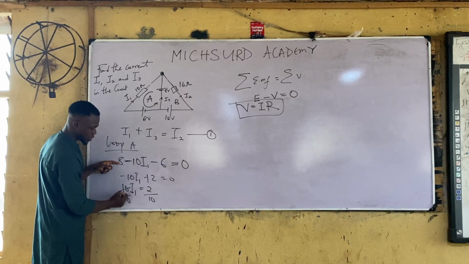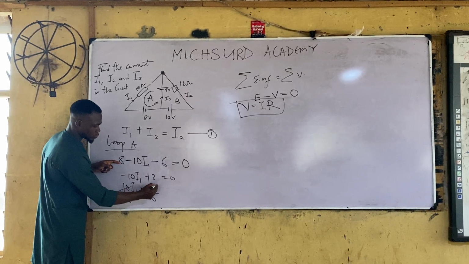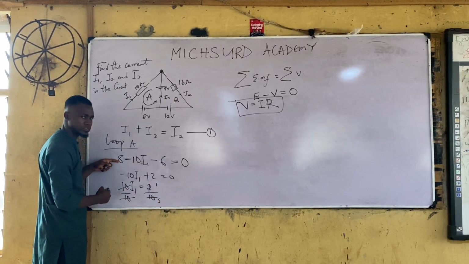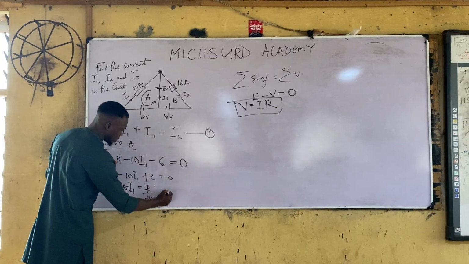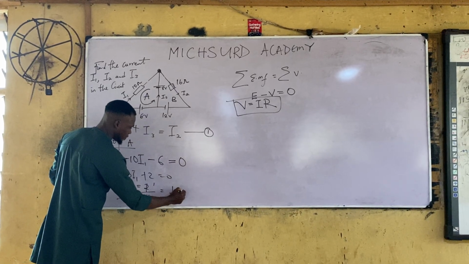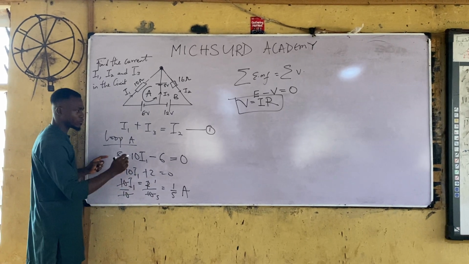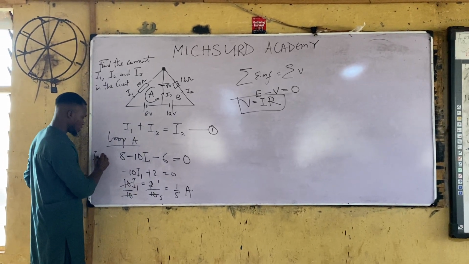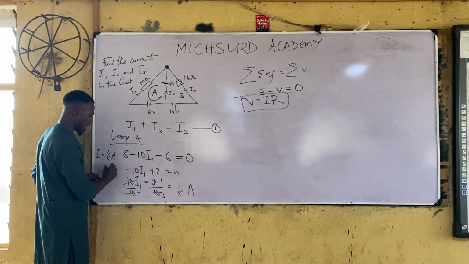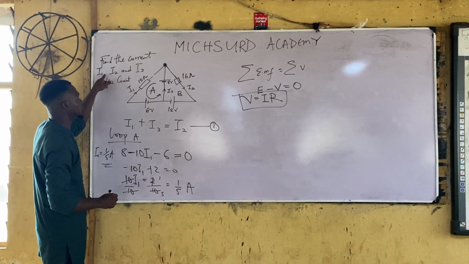Divide through by 10. This will cancel, here will cancel 1, here will cancel, give us what? 5. So we have the answer as 1 over 5 ampere. That is my I1. So we have gotten I1 as 1 over 5 ampere. So that's the first current I1.